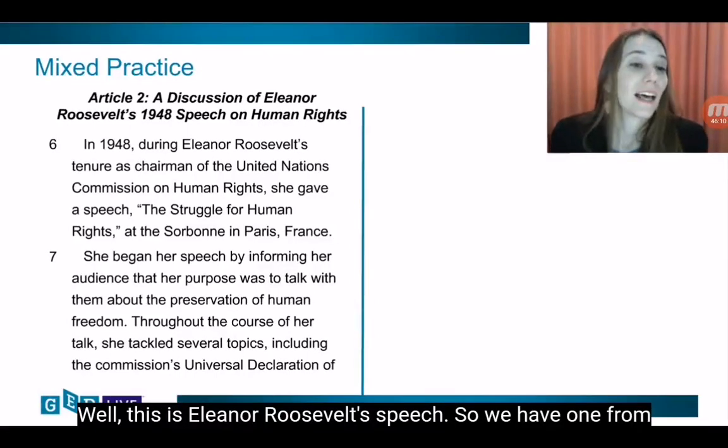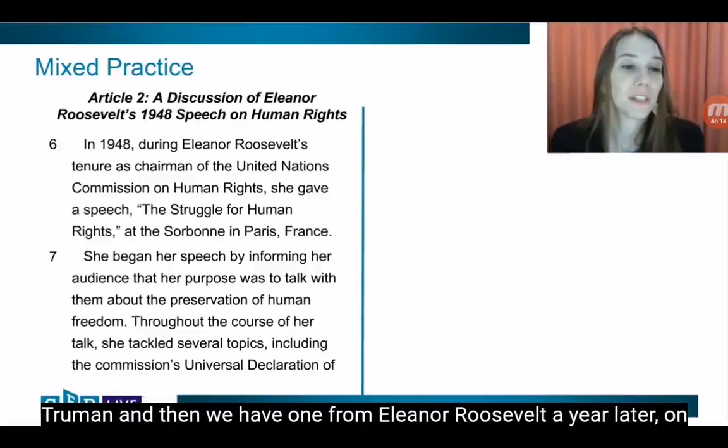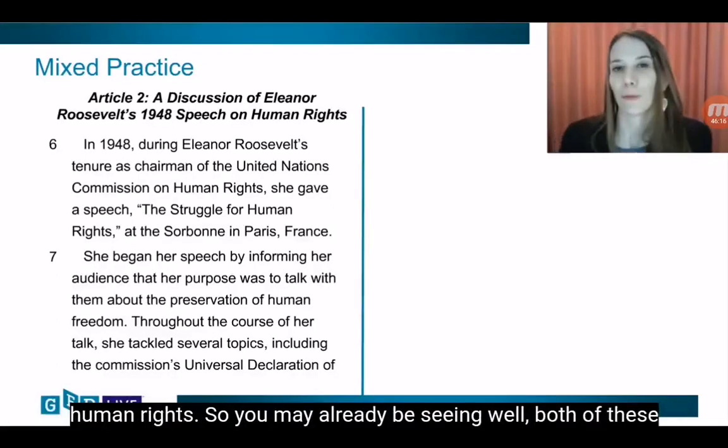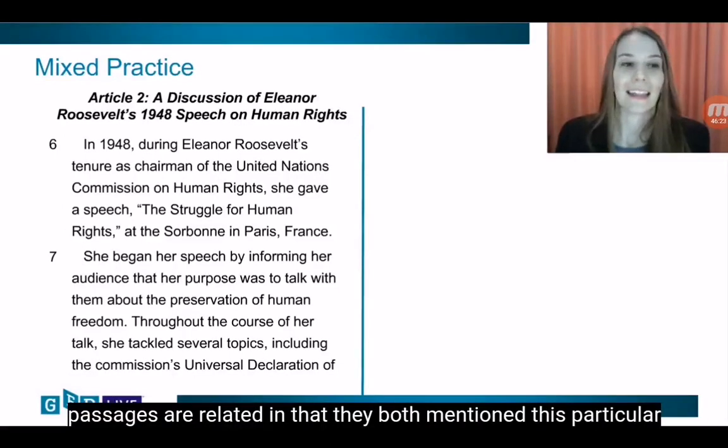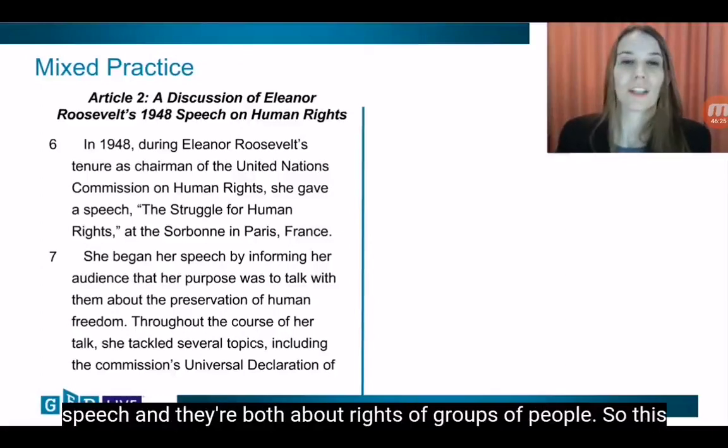Well, this is Eleanor Roosevelt's speech. So we have one from Truman, and now we have one from Eleanor Roosevelt a year later on human rights. So you may already be seeing that both of these passages are related in that they both mention this particular speech, and they're both about rights of groups of people.